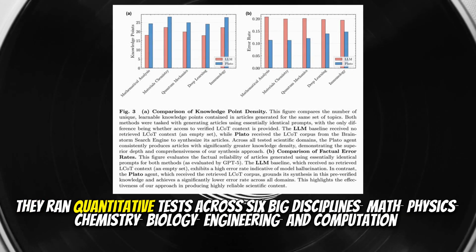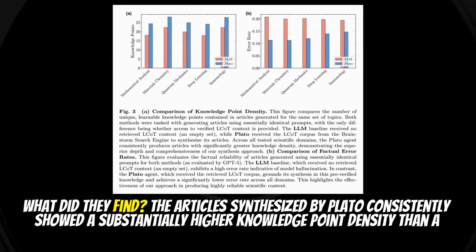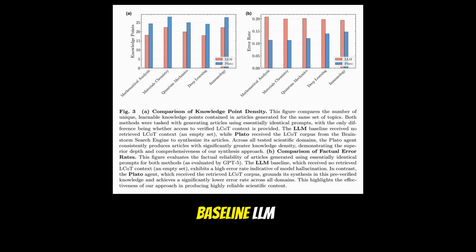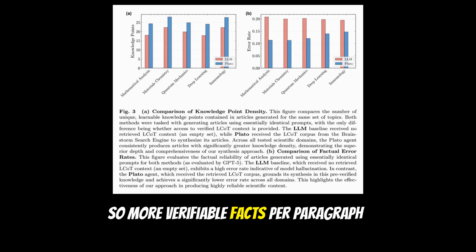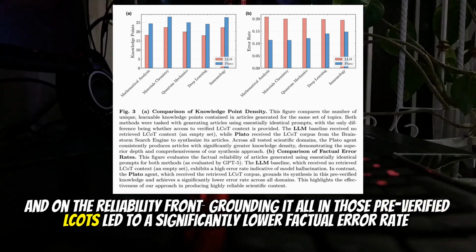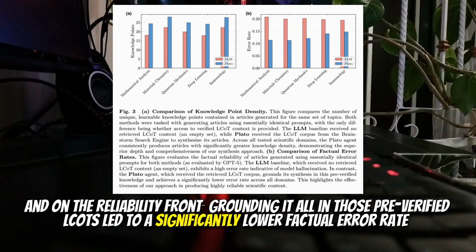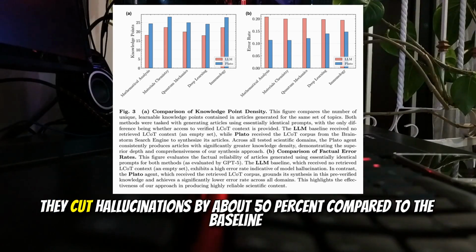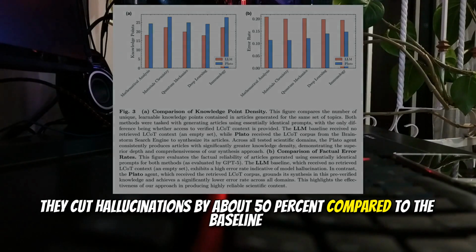They ran quantitative tests across 6 big disciplines: math, physics, chemistry, biology, engineering, and computation. What did they find? The articles synthesized by Plato consistently showed a substantially higher knowledge point density than a baseline LLM. So more verifiable facts per paragraph, essentially. Exactly. And on the reliability front, grounding it all in those pre-verified LCoTs led to a significantly lower factual error rate. They cut hallucinations by about 50% compared to the baseline.